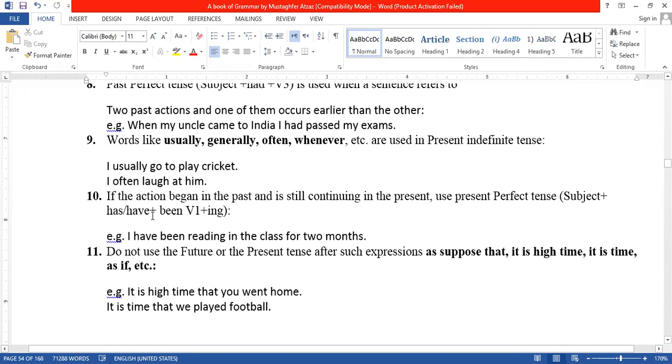Has/have plus been plus -ing. For example, I have been reading in the class for 2 months. For a beginner, this is a big problem. For example, if I remove this "been" and also remove this "have" and put "am" here, it would not be a big problem for him or her if I say, I am reading in the class for 2 months.